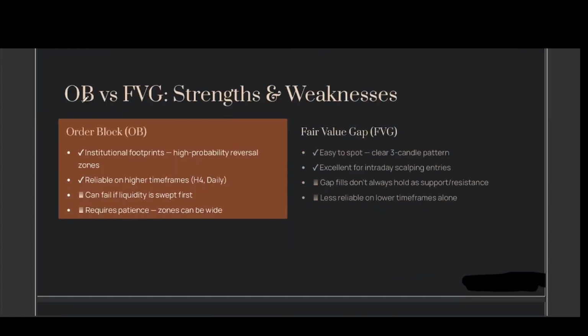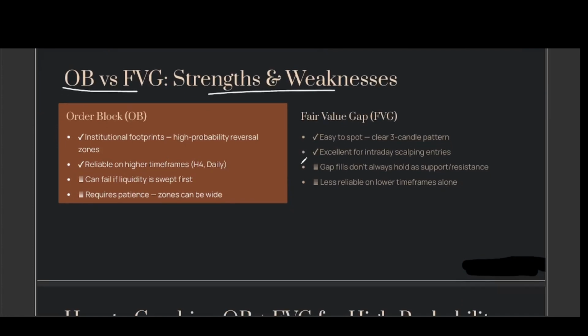Now, order block versus fair value gap, strengths and weaknesses. Starting with order blocks. These are institutional footprints and high probability reversal zones. In this, you should generally rely on the higher time frame more. Higher time frame works more efficiently than lower in both order blocks and fair value gaps. So generally trade order blocks on the daily or 4-hour time frame.